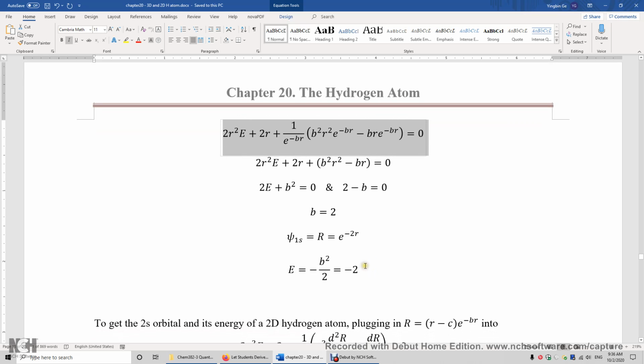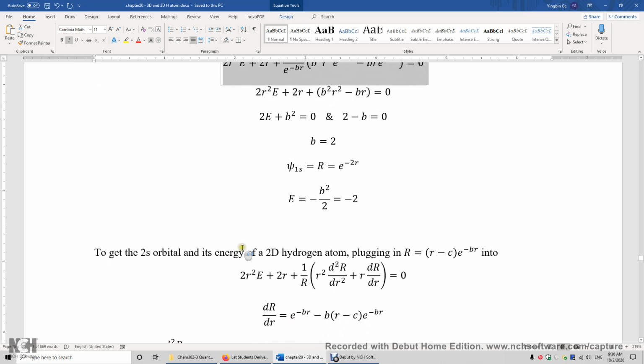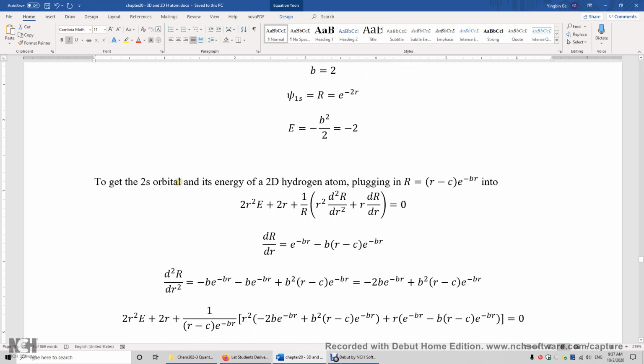All right? And for the 1s orbital, the wave function does not depend on phi at all. So you got this wave function, e to the power of negative 2r. You got the energy. The energy is negative b squared over 2, so it's negative 2 atomic unit of energy. Now let's look at the 2s orbital. So for the three-dimensional case, you know the radial wave function takes this form. So again, we are taking a guess here.